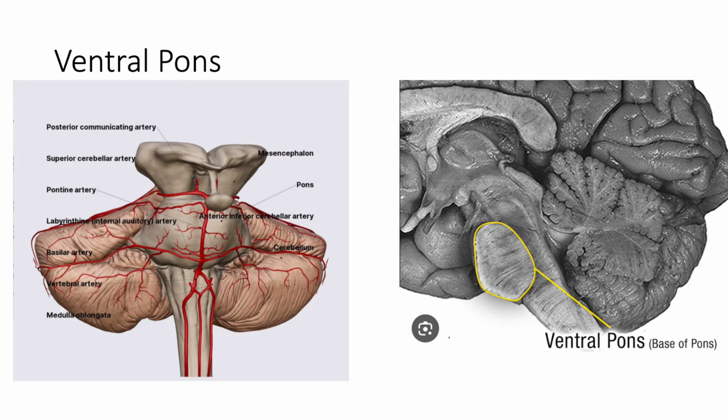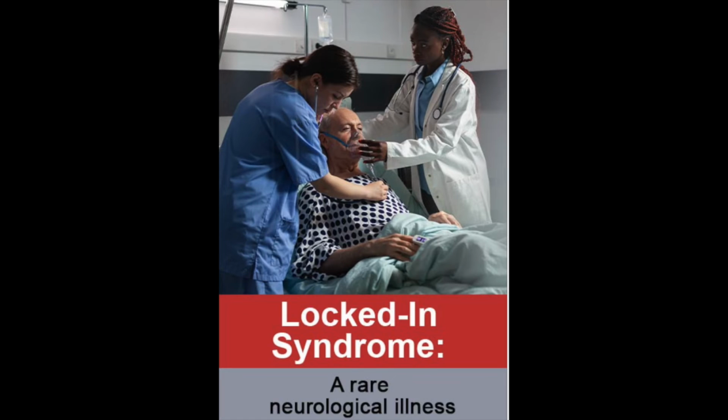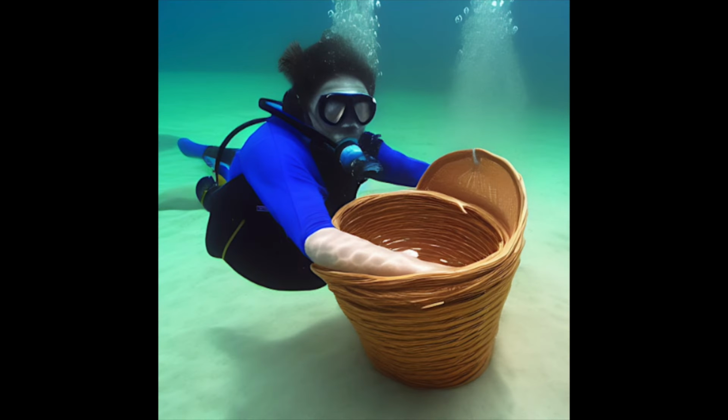To remember what blood vessel supplies the pons, I think about a pond, because pons sounds like pond, where people are doing underwater basket weaving, because basilar starts with bas. By the way, damage to the pons causes locked-in syndrome. They won't let me out. So anyone with damage there would suck at underwater basket weaving.